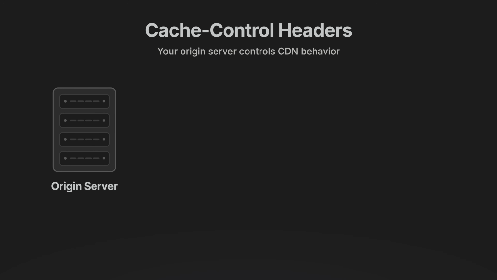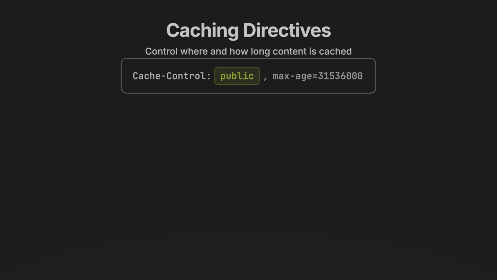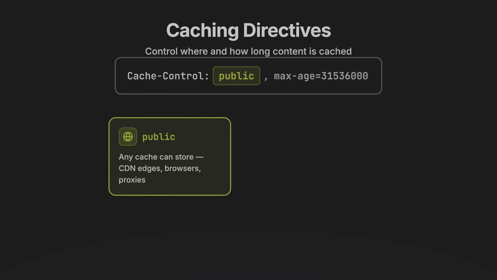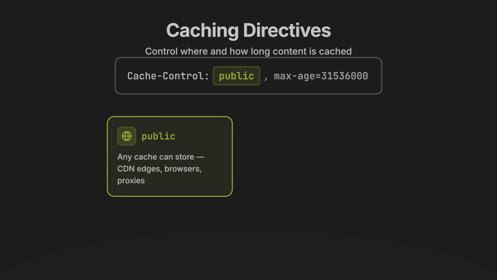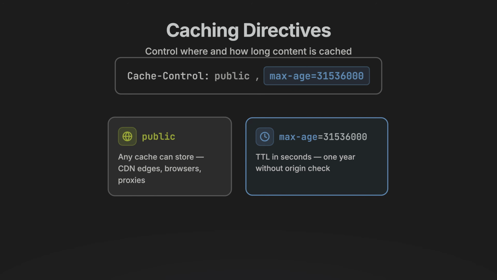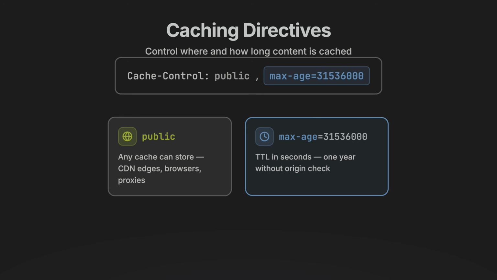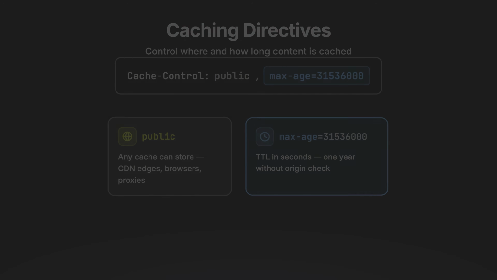Your origin server controls CDN behavior through HTTP headers, specifically Cache-Control. Breaking it down, public means any cache can store this: CDN edges, browser caches, proxies along the way. Use this for static assets. Max-age of 31,536,000 is the TTL, time to live, in seconds. This is 1 year. The CDN will serve this from cache for a full year without checking your origin.